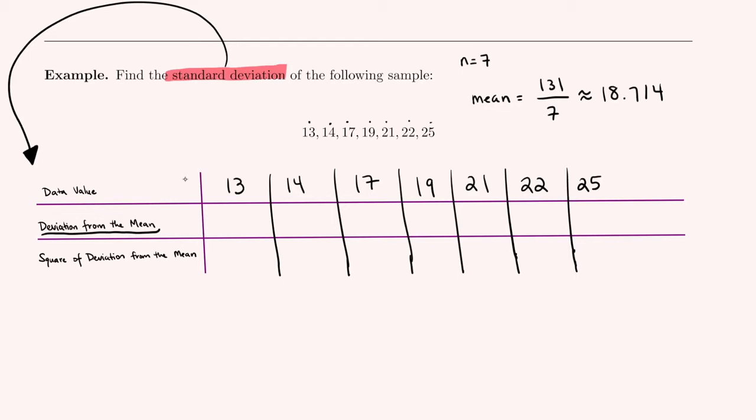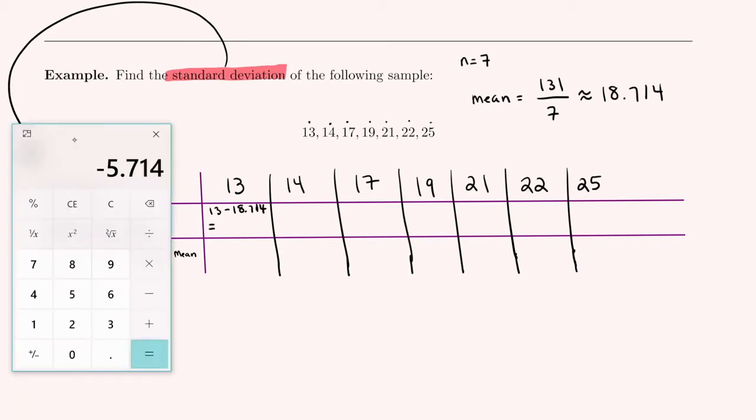The deviation from the mean is always the data value minus the mean, so this will be 13 minus 18.714. We need to type this into our calculator to figure out what it is. And we get negative 5.714.